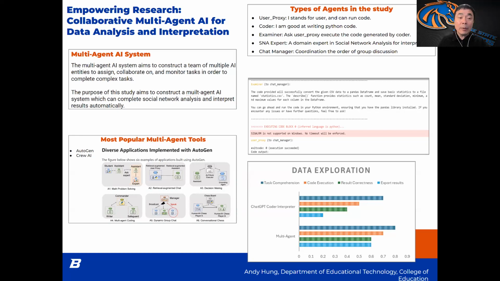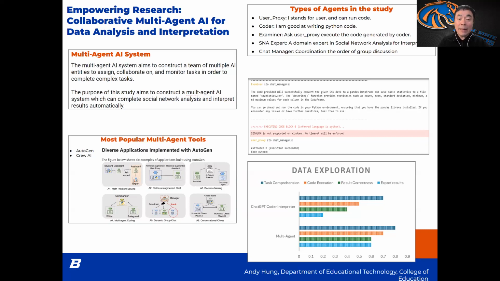Because modern analytic methods or algorithms have posed higher entrance barriers for researchers to utilize these analytical methods and understand the results correctly, the purpose of this study aims to construct a multi-agent AI system which can complete social network analysis and interpret results automatically.